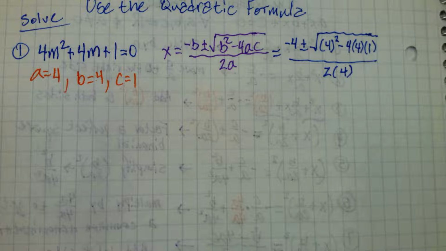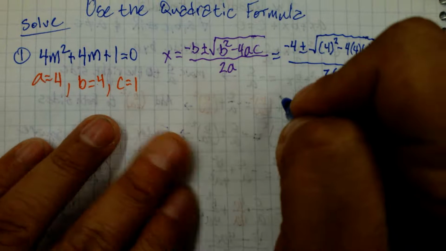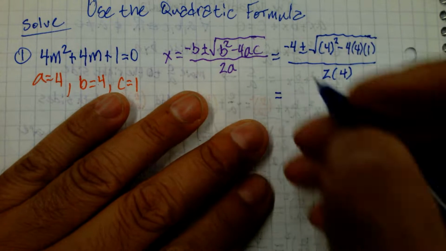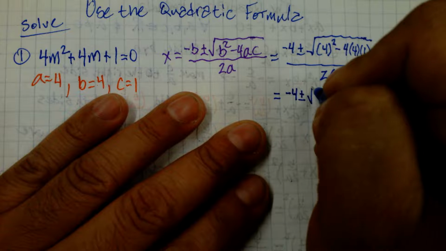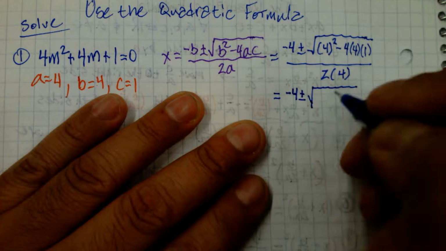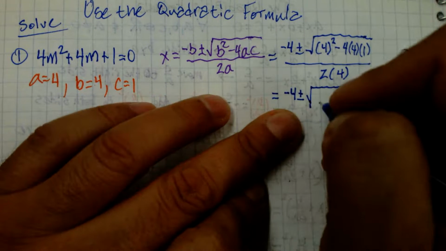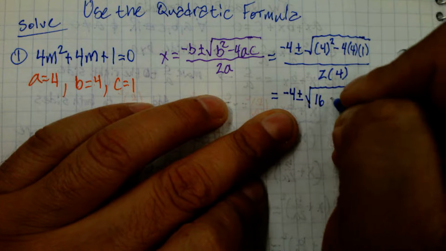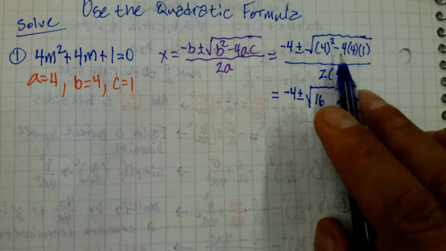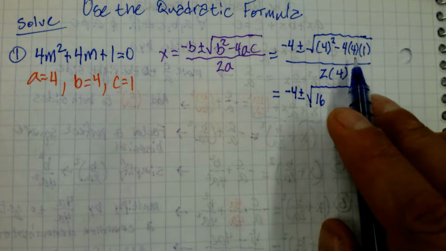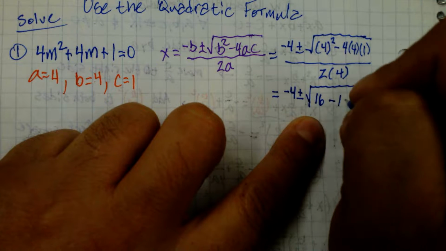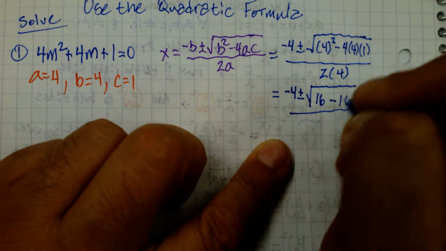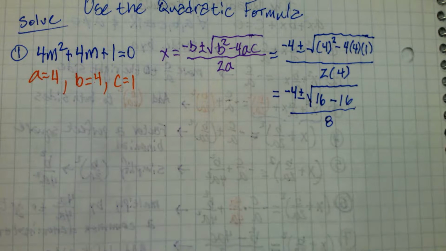Now let's go ahead and start simplifying whatever we can. Okay. So I'm going to do that in this next step. I can't do anything with negative 4 right now. Just leave it negative 4. 4 squared, I know that's 16. So there goes a 16. And now for the next part, I'm going to multiply negative 4 times 1. Negative 16. All over 2 times 4, so that's 8.